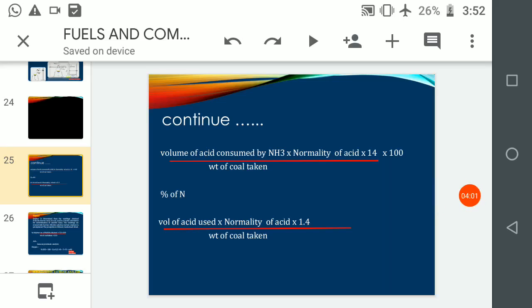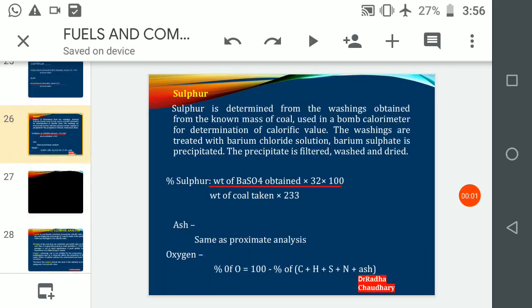Now, what is the formula of percentage of nitrogen? Volume of acid consumed by the liberated ammonia into normality of acid in which ammonia is absorbed into 14, where 14 is the weight of nitrogen, then into 1000 upon weight of coal sample taken. We can also write this formula as volume of acid used into normality of acid.